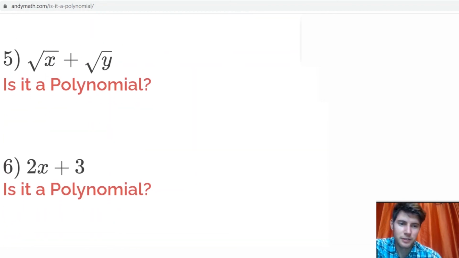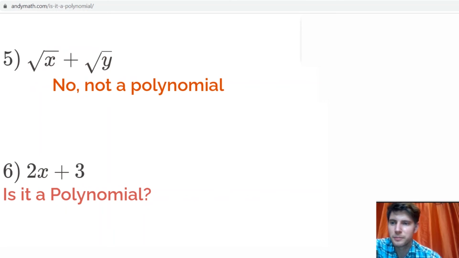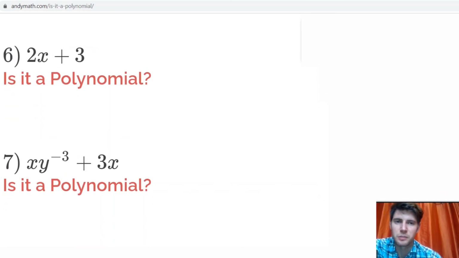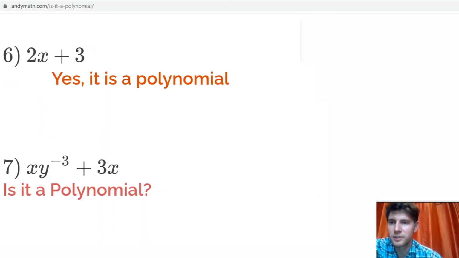Number 5. Is it a polynomial? So this one has the square roots in it. Square root of y, square root of x. You can't have a square root of a variable in a polynomial. So this is no, not a polynomial. Number 6. 2x plus 3. Is it a polynomial? Yes. There's nothing wrong with it. Two terms added up. It's totally fine.